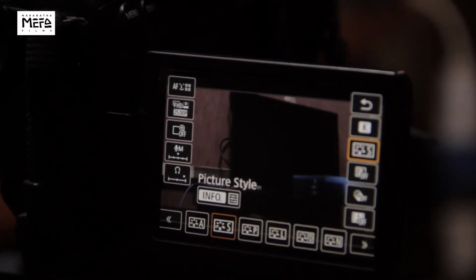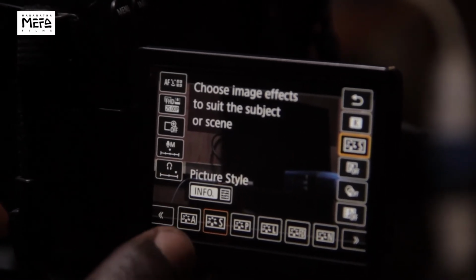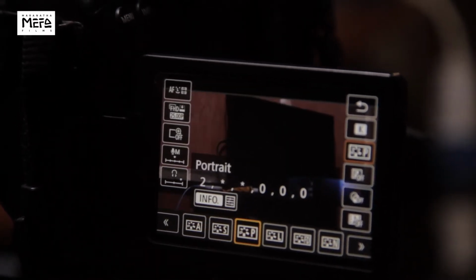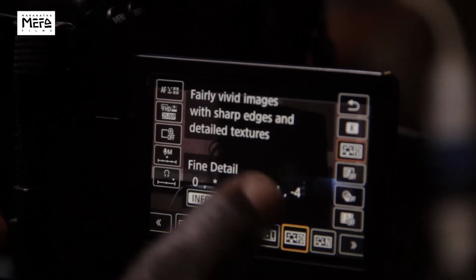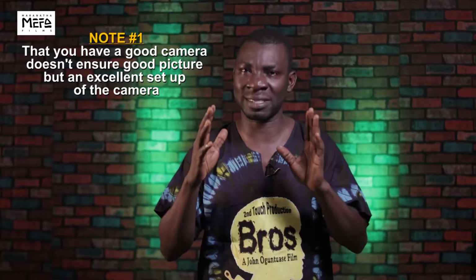That you have a good camera doesn't mean you are going to have a good picture at the end of the day. That you employ the very best camera, the biggest of all types of cameras, doesn't mean that you are going to have a good picture. If you don't have a good setup on that camera, you might not have a very good picture. Number 1 thing you need to ensure is that you have a good camera setup on your camera before you can say you are heading towards a good picture. That's number 1 thing.